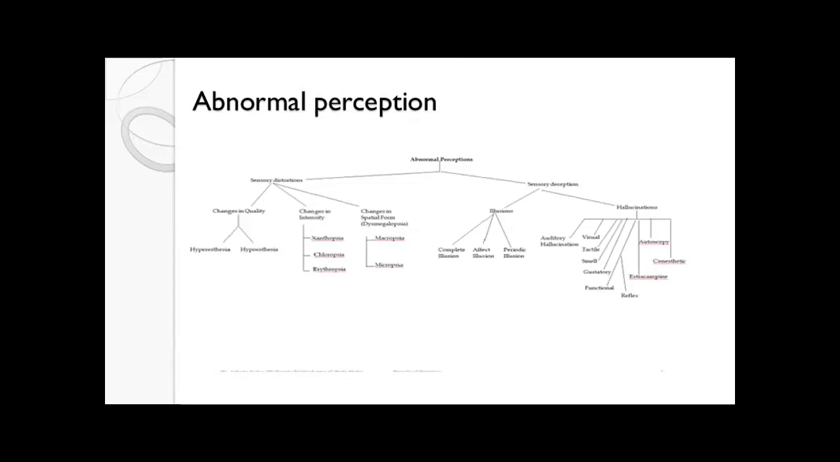Illusions are of three types: complete illusions, affect illusions, and pareidolia illusions. Then hallucinations are auditory hallucination, visual hallucination, tactile hallucination, smell and gustatory hallucinations. Functional and reflex hallucinations are two different kinds of hallucinations, along with extracampine hallucination and autoscopy.